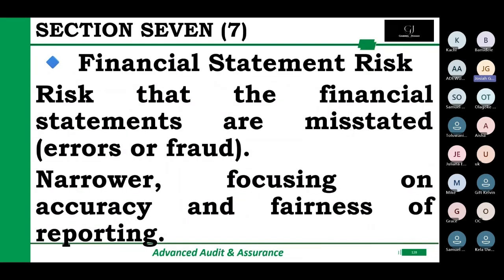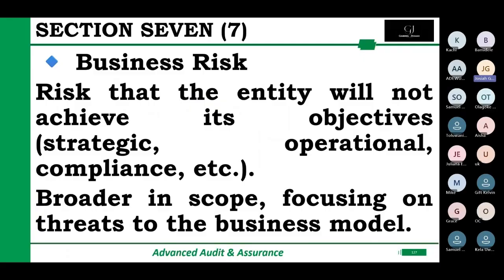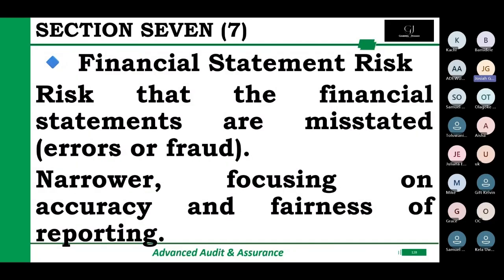The financial statement risk is the risk that the financial statements are misstated due to errors or fraud, narrowing it down to focusing on the accuracy and fairness of reporting. Very key. So that's the key difference. Business risk is holistic, while financial statement risk is directly tailored to the financial statements. It's not holistic. It's streamlined.